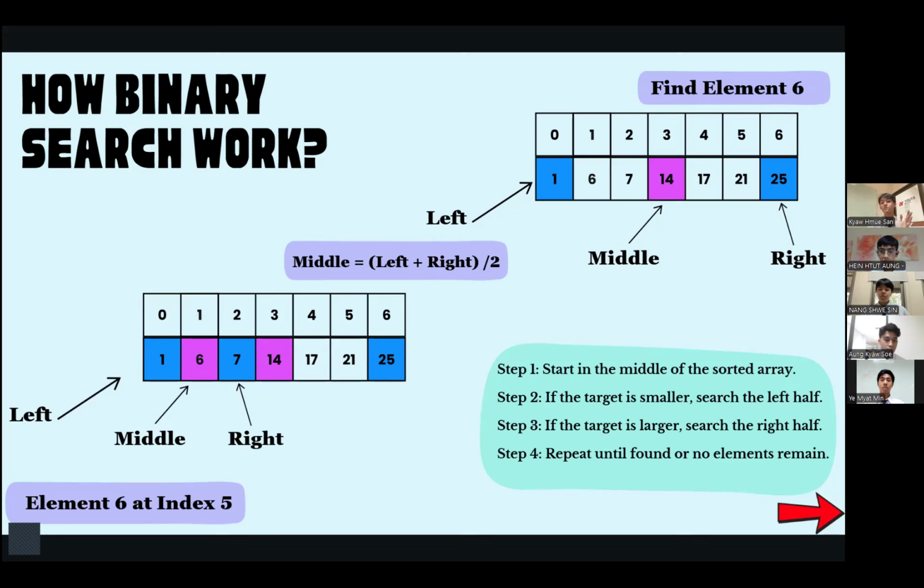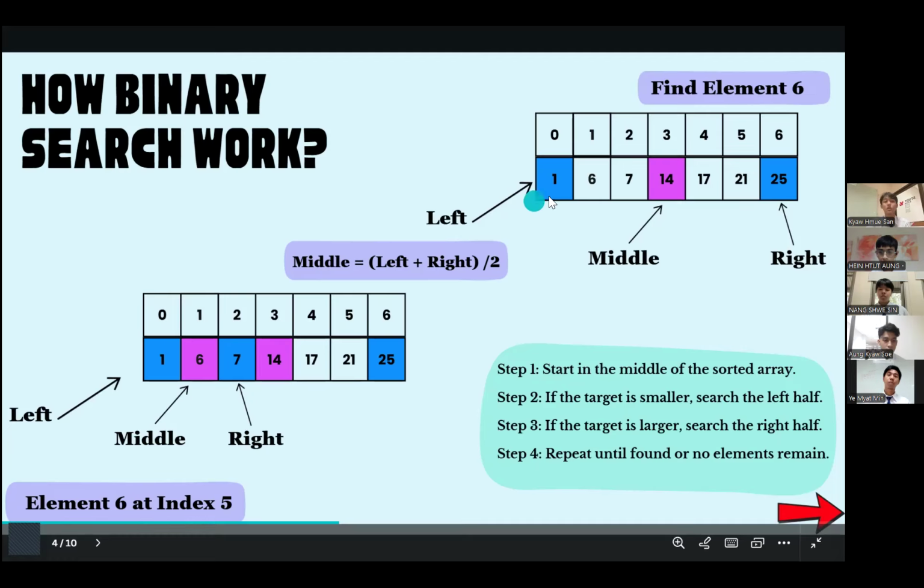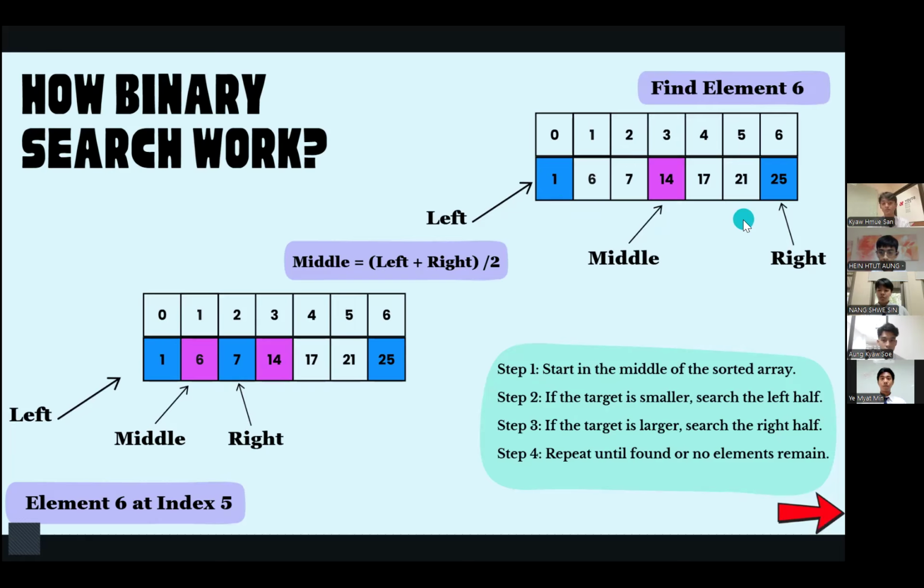Now, let's see how binary search actually works with an example. We have a sorted array: 1, 6, 7, 14, 17, 21, and 25. We want to find element 6. We add the left index and the right index, then divide the result by 2. So we got left index is 0 and the right index is 6. So the middle index is 3. The element at index 3 is 14. So we have to move.